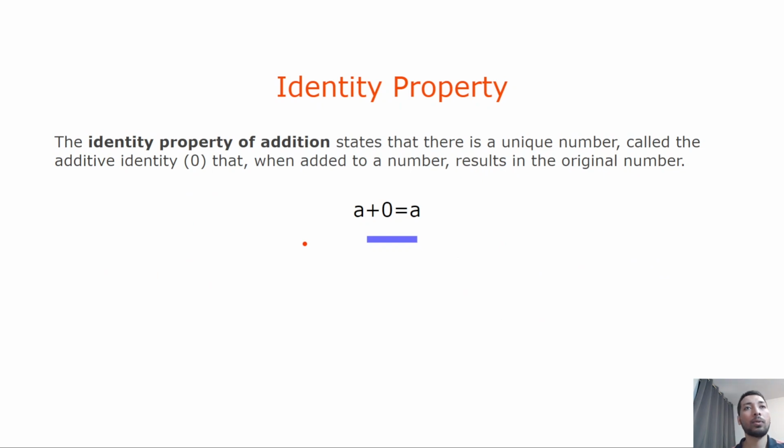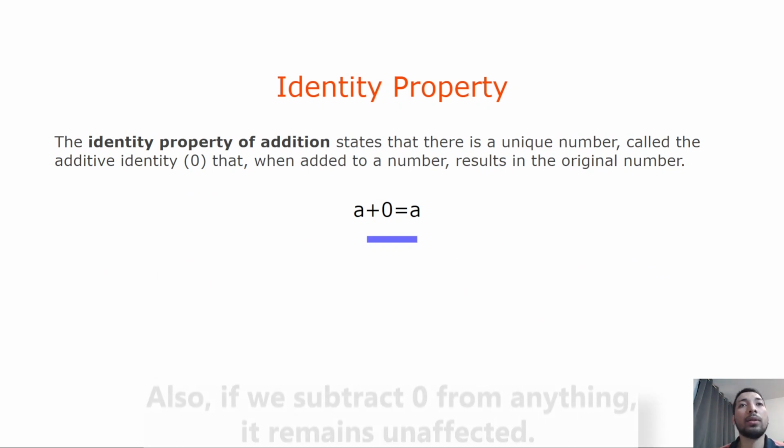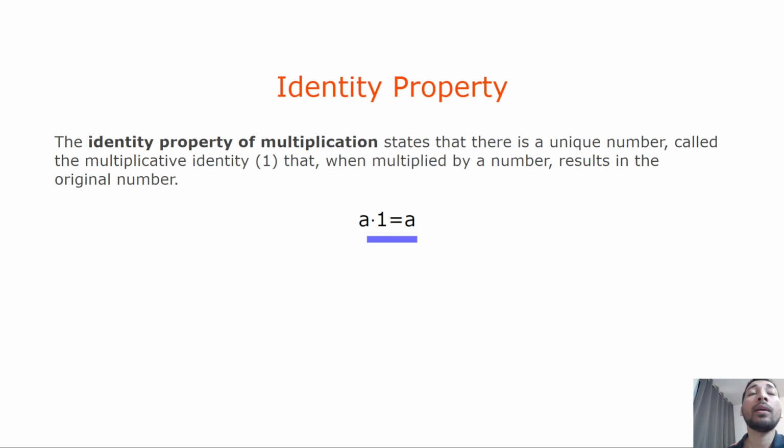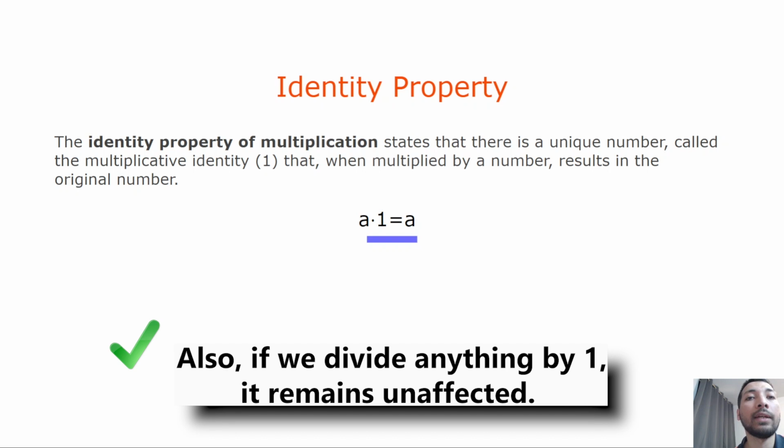Next, we have the identity property. Now we have the identity property of addition, which states that there is a unique number called the additive identity, 0, that when added to a number results in the original number. So if we add 0 with a, it gives a. Then we have the identity property of multiplication. This states that there is a unique number called the multiplicative identity, 1, that when multiplied by a number results in the original number. So if you multiply 1 with any number, it gives that number.